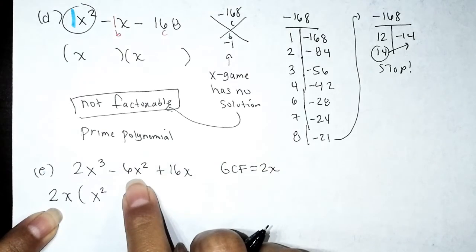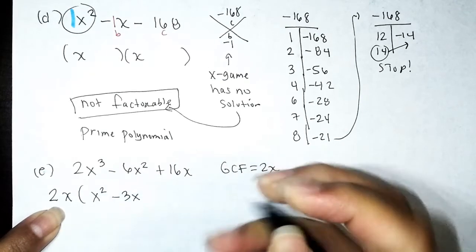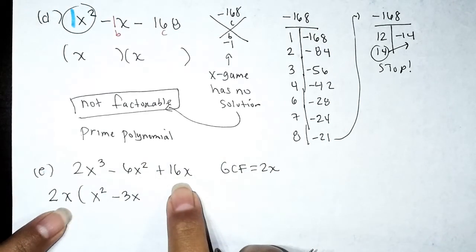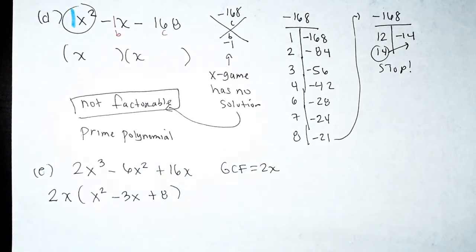Negative 6x squared divided by 2x will give us negative 3x. 16x divided by 2x will give us 8. Whew, we factor. Okay, but now the question is, can we factor more? I don't know, maybe. So I'm going to assume that we can until we realize that we cannot.